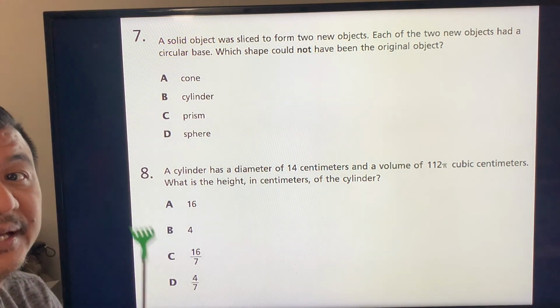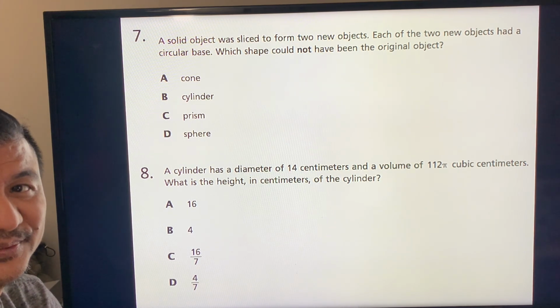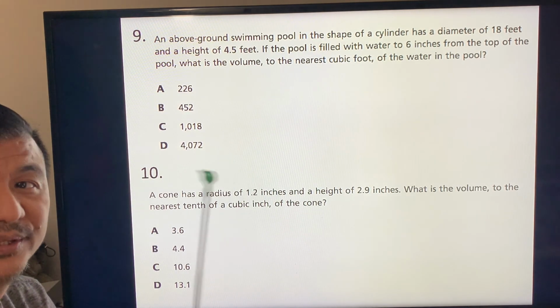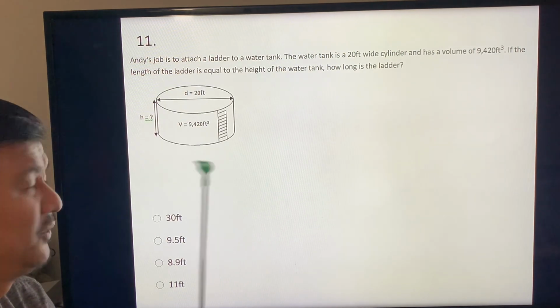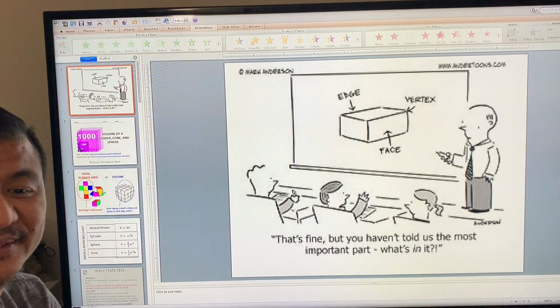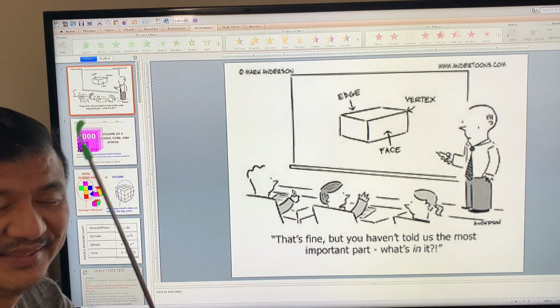Now, these are examples for you to practice. Just pause and answer on your own. One more. That's it. Bye.